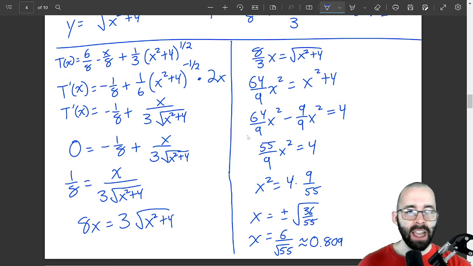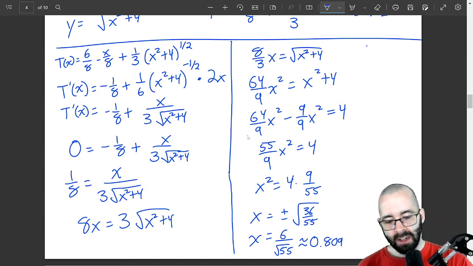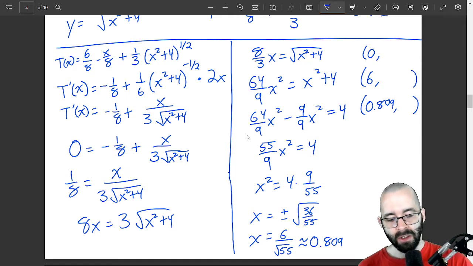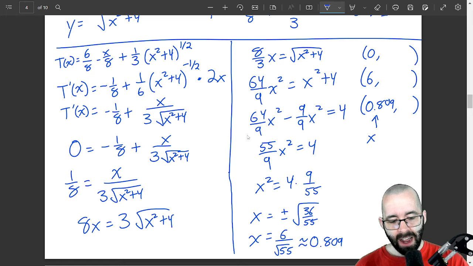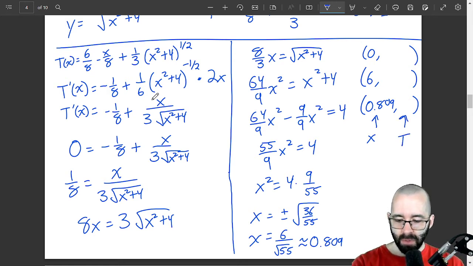So to find the absolute minimum, we have our 3 candidates. Candidates are at the endpoints, when x is 0 and when x is 6, and at the critical point when x is about 0.809. Again, these are the x's, not how far we're running, but how far we're not running, remember. Let's find the times for each of these. So plug them all into our original time function.